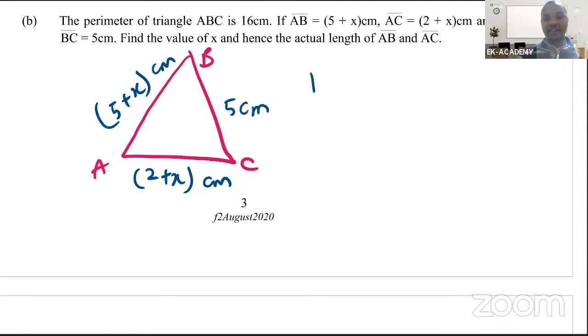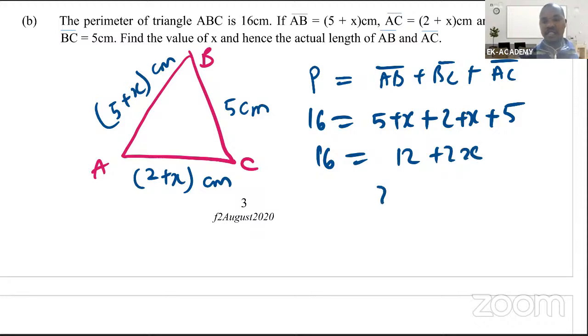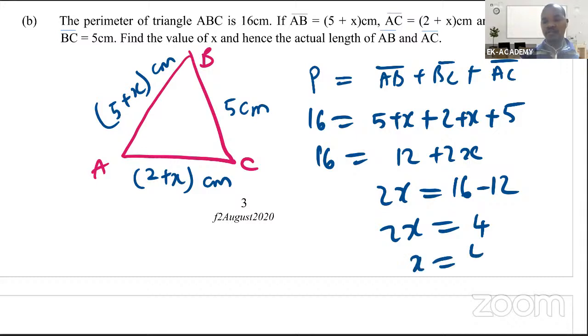So we know that the perimeter will be the summation of all sides, AB plus BC plus AC. So 16 will be equal to 5 plus x plus 2 plus x plus 5. 16 equals 12 plus 2x. 2x will be 16 minus 12, you get 4. So x will be 4 over 2, which is equal to 2. Now find the value of x. The value of x is 2 centimeter.